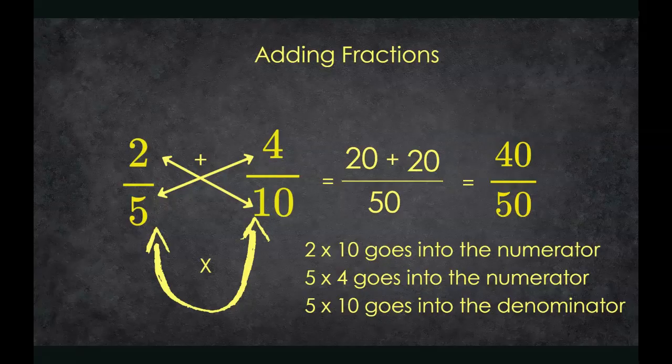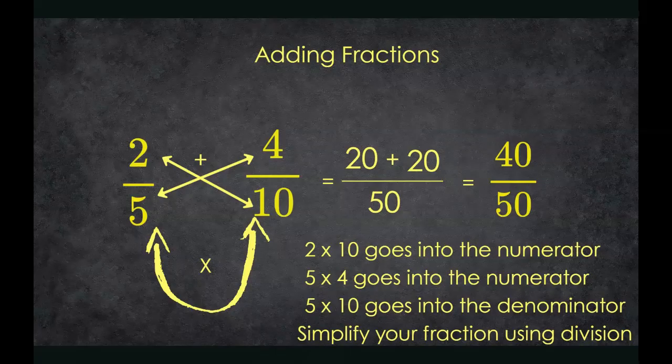Now you have to simplify this. You cannot leave 40/50 as is. That will not be an answer choice on your tests. So we have to simplify using division. What does 40 and 50 have in common for factors? Well, right away, I noticed that they both end in 0. So that means they have a 10 in common. I am going to be dividing both of these by 10 to simplify, and I get 4/5. That is my answer. Y'all, it's that easy. This strategy is the secret sauce to adding and subtracting fractions with unlike denominators.